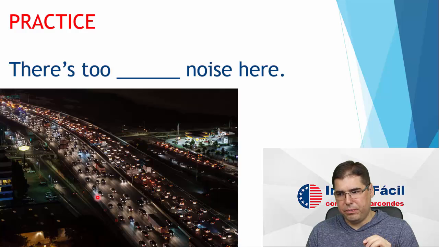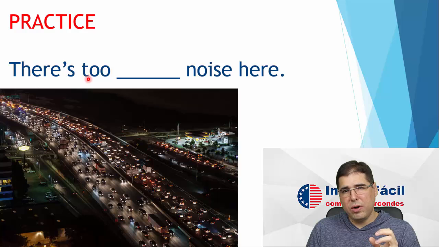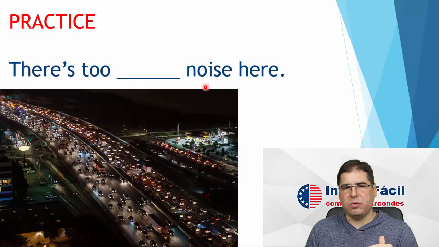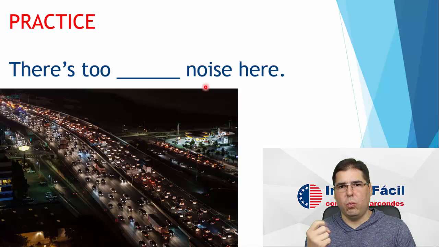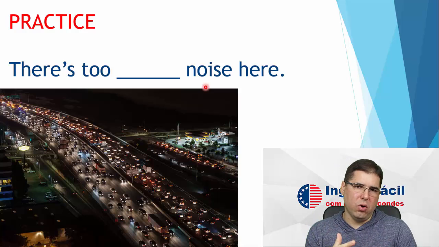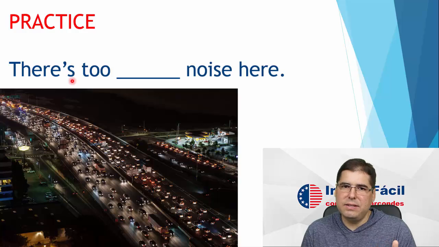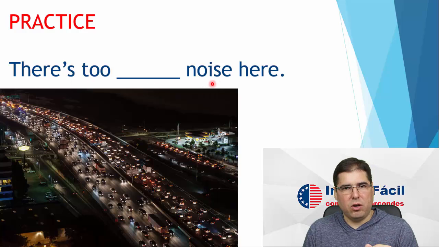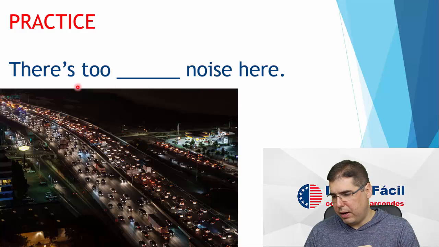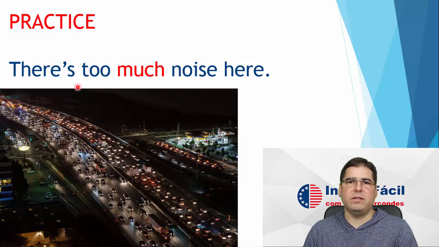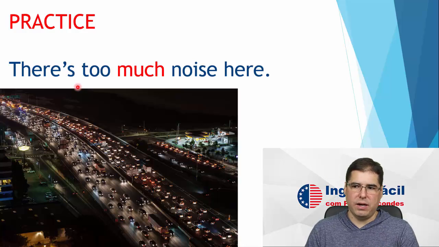Let's practice a little. Now, I want to talk about noise. So there is too much or too many noise? Too many, not possible, right? Can I count noise? One noise, two noise? No. Okay, another way to see this is looking at the verb. Look here, the verb to be is singular, right? So it means noise is not countable. So there is too much noise here.